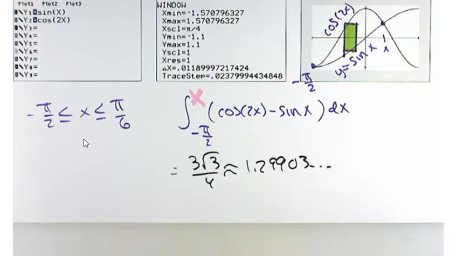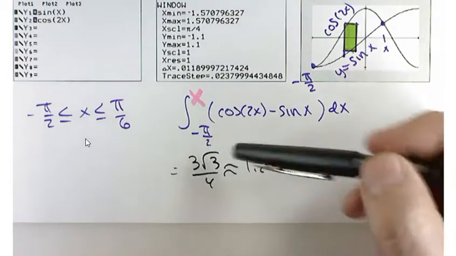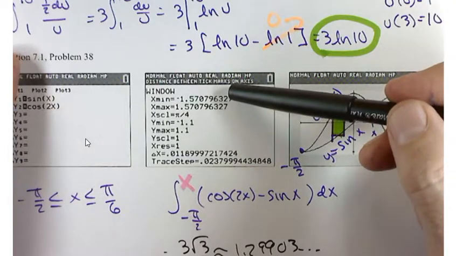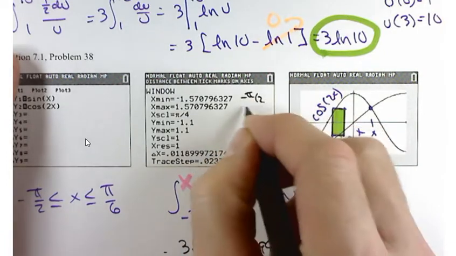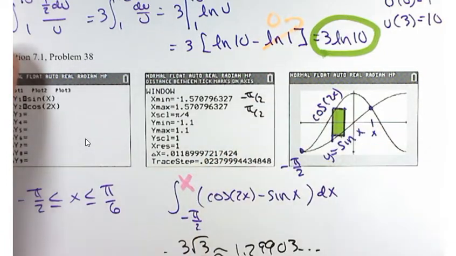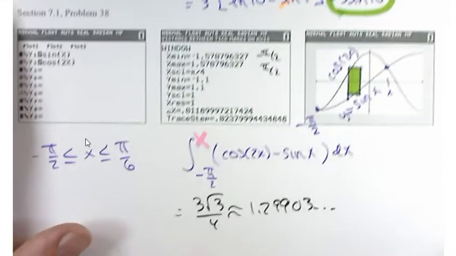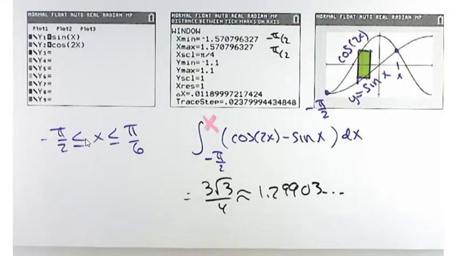How are we looking on that numerical one? All right. What was the x min and x max? Was that pi over 4? Yeah, x min was negative pi over 2, and then pi over 2 for x max. Yep.